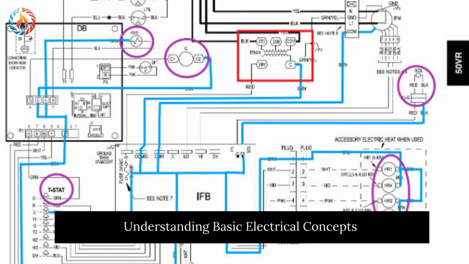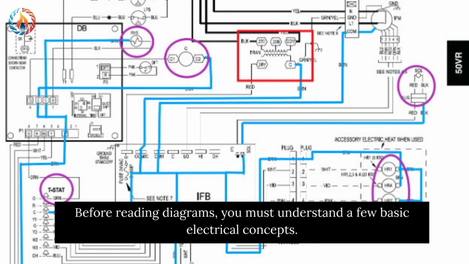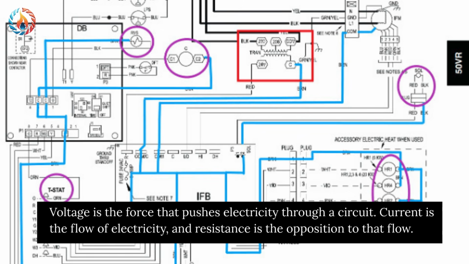Understanding basic electrical concepts. Before reading diagrams, you must understand a few basic electrical concepts. Voltage is the force that pushes electricity through a circuit. Current is the flow of electricity, and resistance is the opposition to that flow.